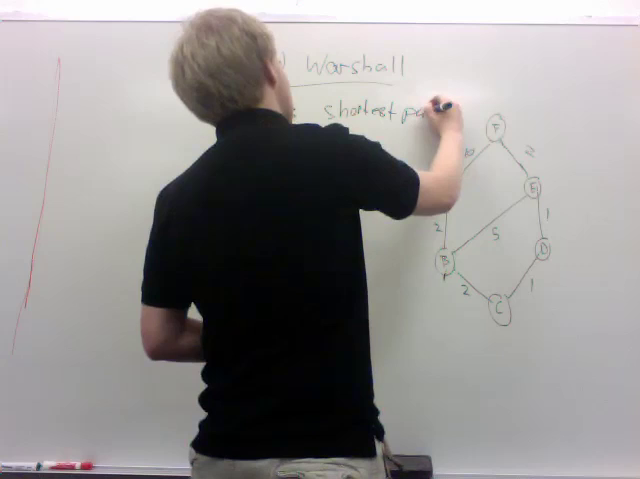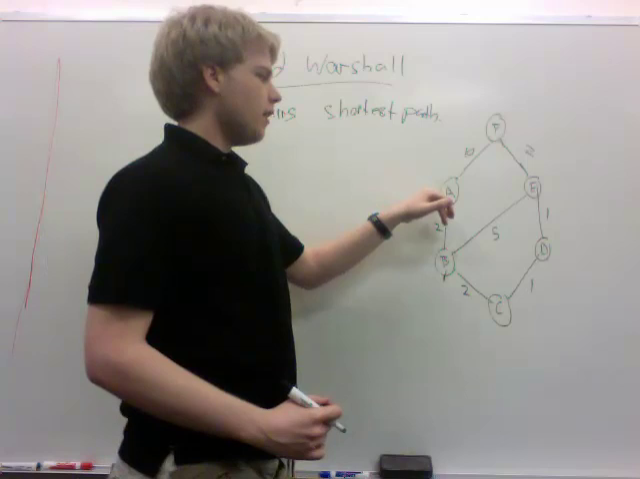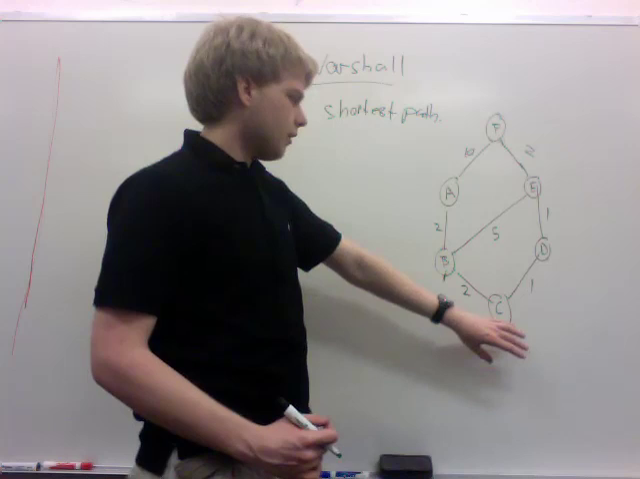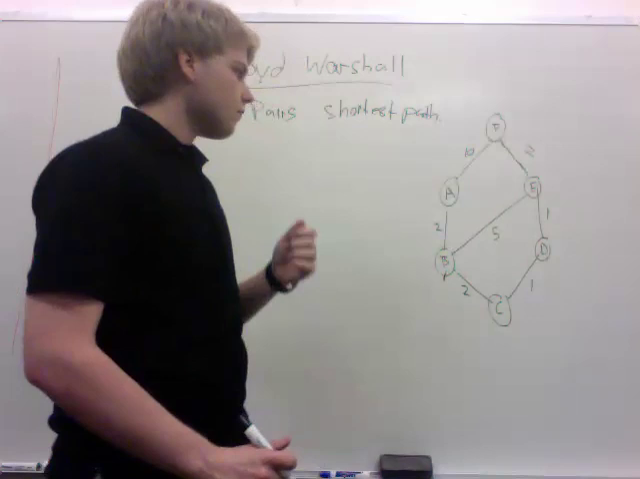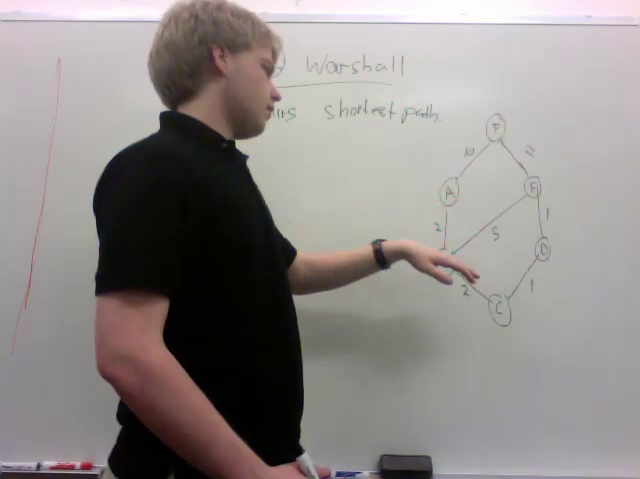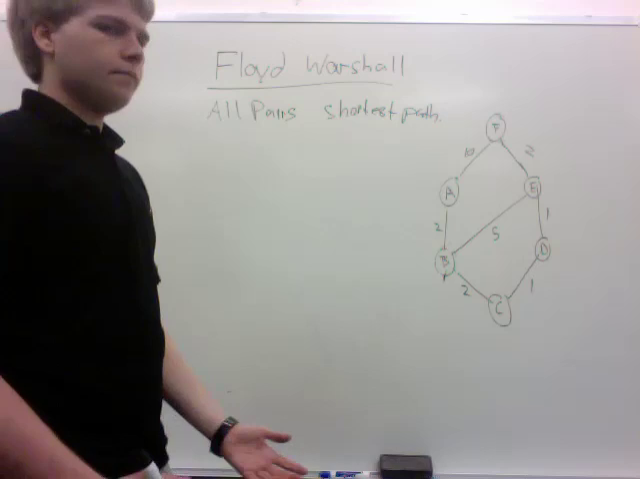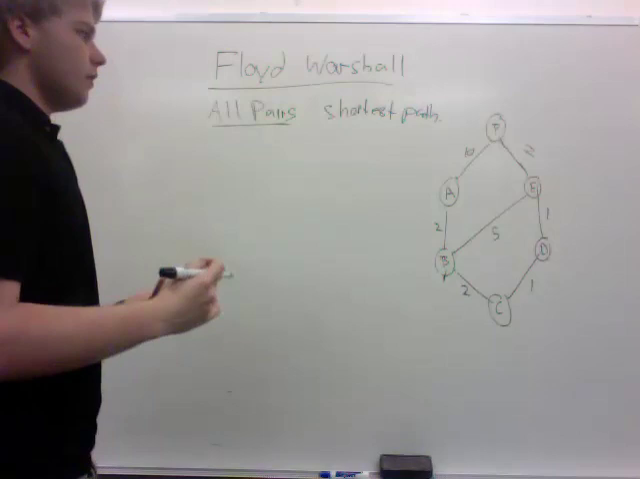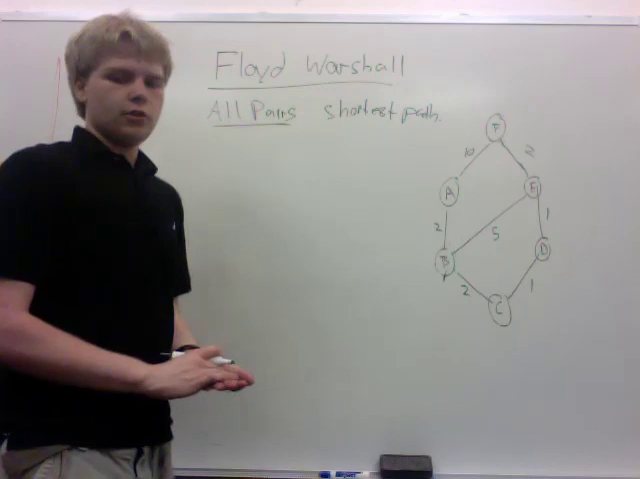So the difference is in Dijkstra, we found the shortest path from A to every vertex, but we didn't find anything that says something about the shortest path from C to F, for example. Floyd-Warshall will find the shortest path from A to F, A to E, A to D, A to B, A to C, B to E, B to D, etc. It'll find all of them. Okay? So it's all pairs shortest paths. And it's actually a very easy to code algorithm. It's very short. So I'll just go ahead and write the algorithm right now.